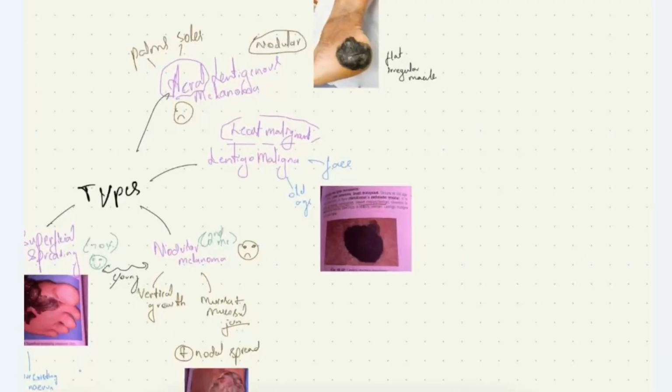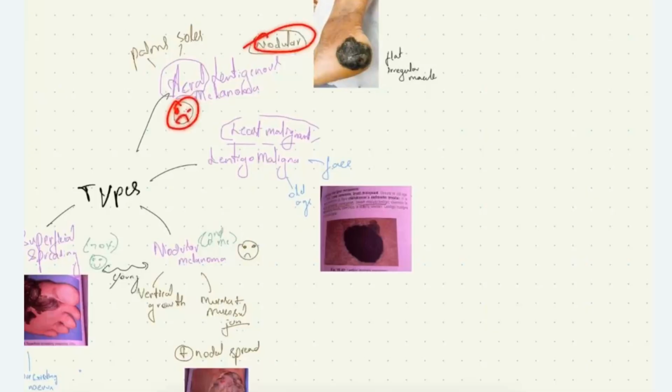The last type we have is acral lentiginous melanoma. Acral, as the term suggests, we see lesions in the palms and soles of the patient. Here, most commonly the lesions are flat, irregular macules, and the patient may also have nodular lesions. It also has poor prognosis.